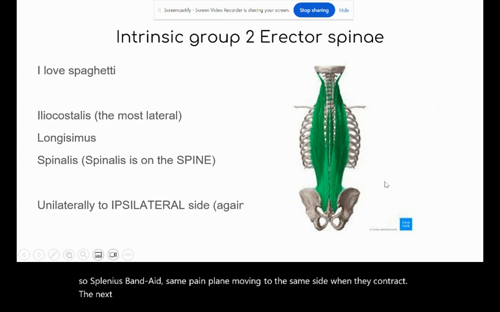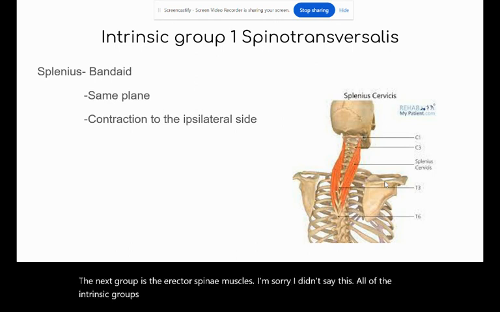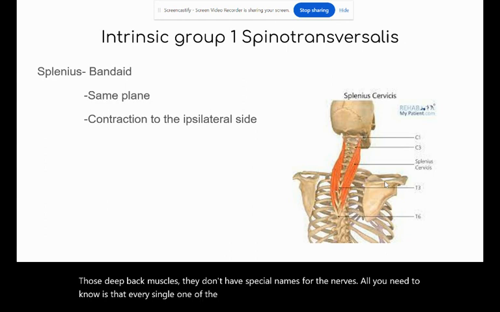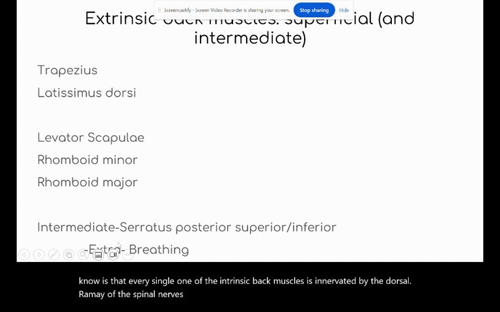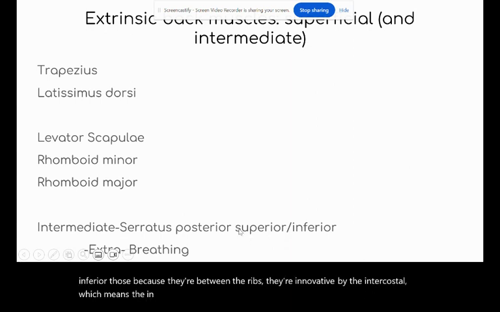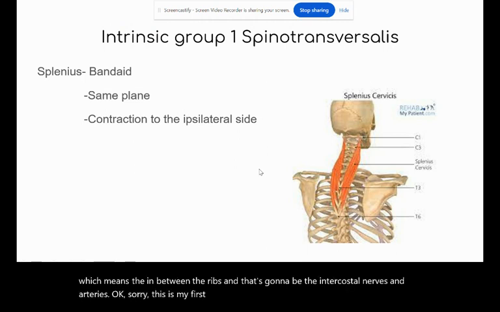The next group is the erector spinae muscles. Oh, sorry, I didn't say this. All of the intrinsic groups, because they are those deep back muscles, don't have special names for the nerves. All you need to know is that every single one of the intrinsic back muscles is innervated by the dorsal rami of the spinal nerves. I didn't say this, but the serratus posterior superior and inferior, because they're between the ribs, are innervated by the intercostal, which means in between the ribs. And that's going to be the intercostal nerves and arteries. Okay, sorry, this is my first video, so cut me some slack.